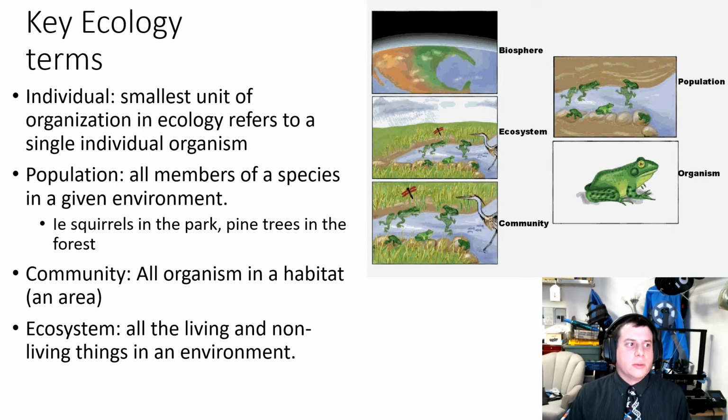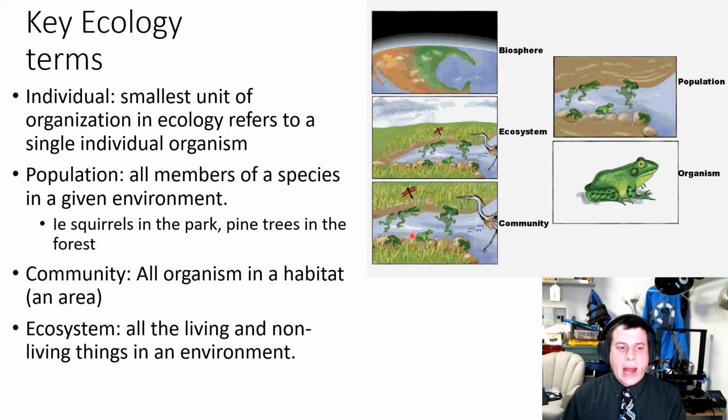So some other key terms. I want to start with some levels of organization here. You have an organism that is one living thing. So you have your organism, that's one living individual. Then the next level is the population, and that's all the members of a given species in an environment. So squirrels in a park, pine trees in the forest, frogs in a pond, all right, as long as they're all the same species. Then you have the community, and that's all the living organisms in the area.